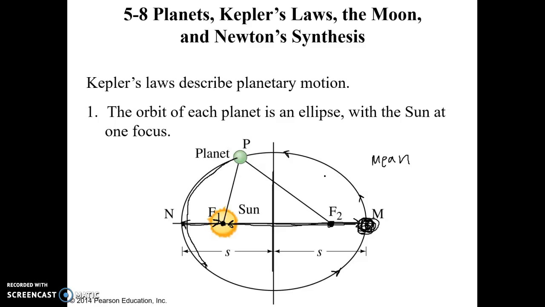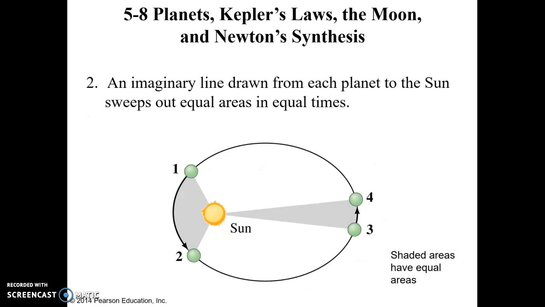Okay, and let's move on here. So at any 2 points in time, if we look at these shaded areas here, like taking slices of pizza out of an elliptical shaped pizza, if the time between point 1 and point 2 is equal to the same amount of time from point 3 to point 4, then the shaded areas are equal to each other.